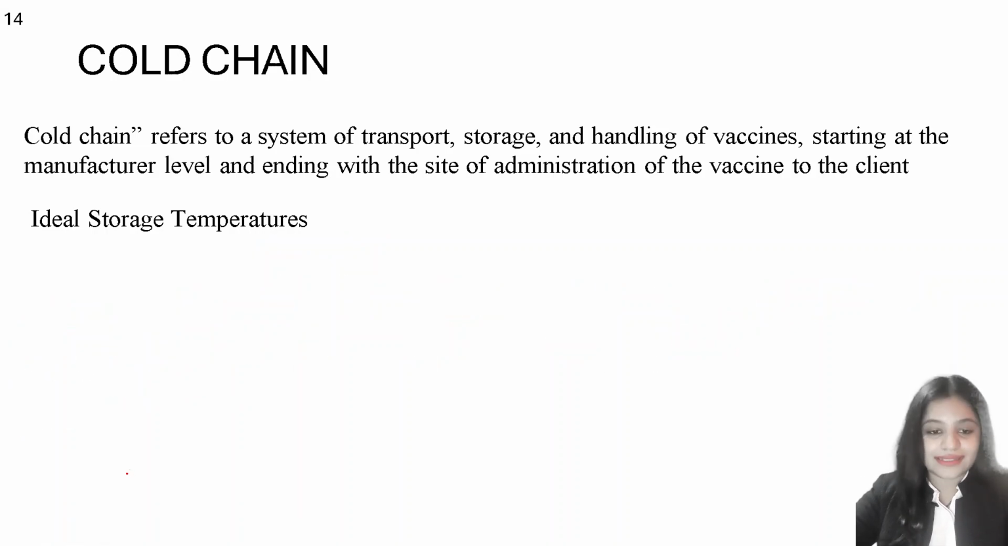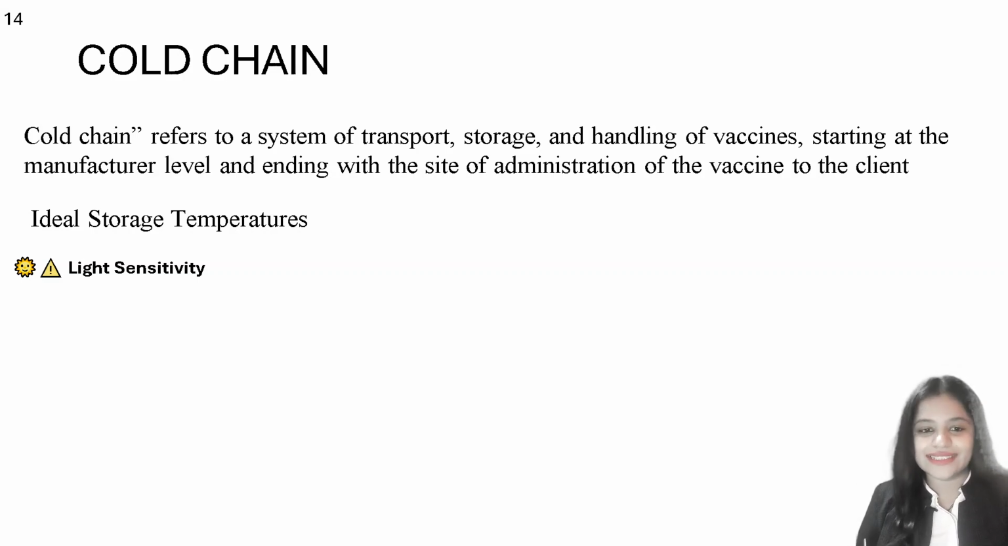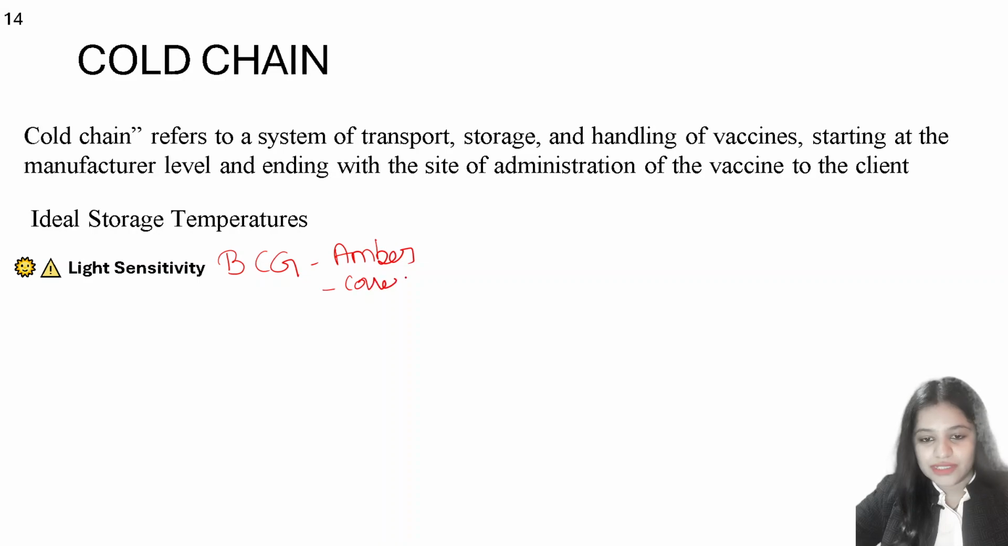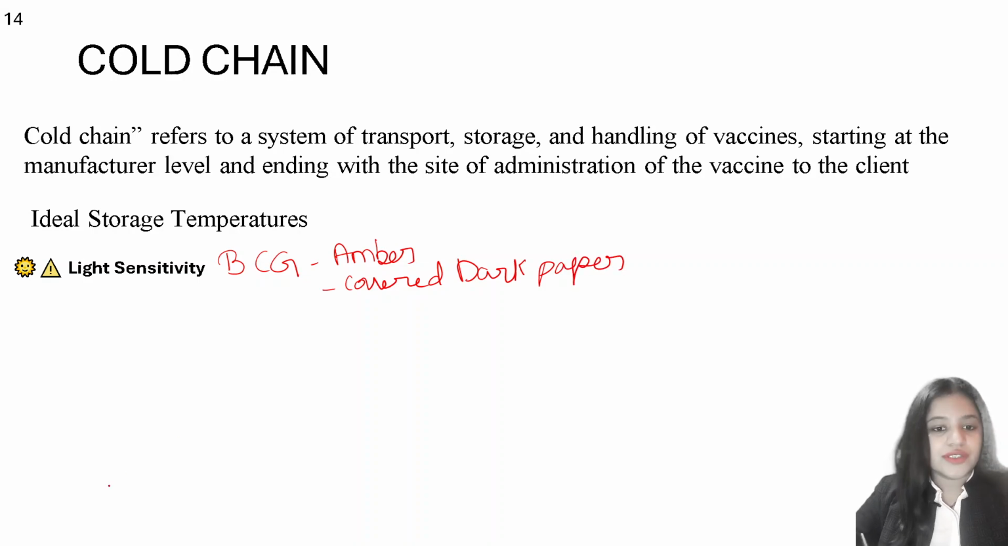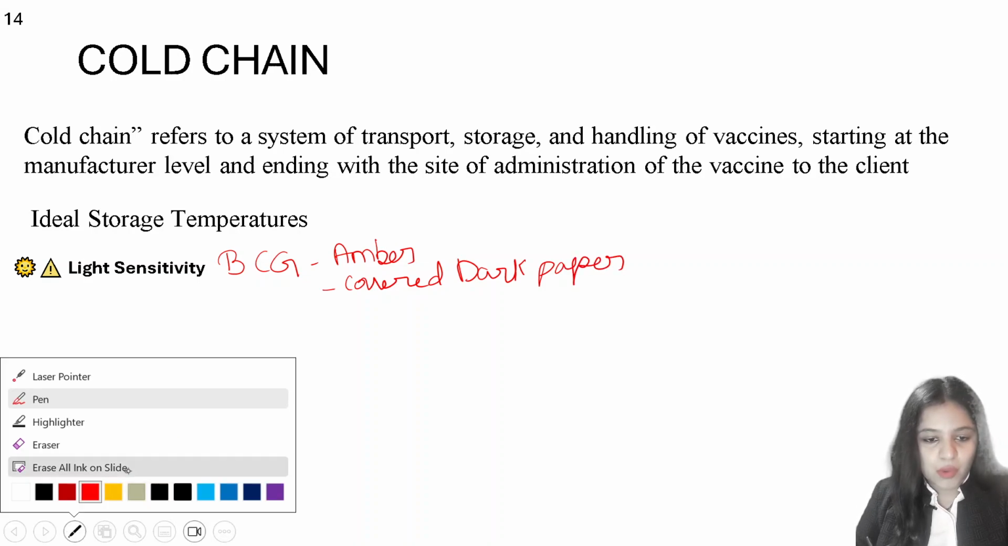Now, let's see the third gang. That is the light sensitive one. The ones which are like vampires, which are extremely sensitive to light. The example, BCG. So, BCG should always be stored in an amber colored bottle or should be covered by a dark paper. Okay. So, this was everything about your cold chain.